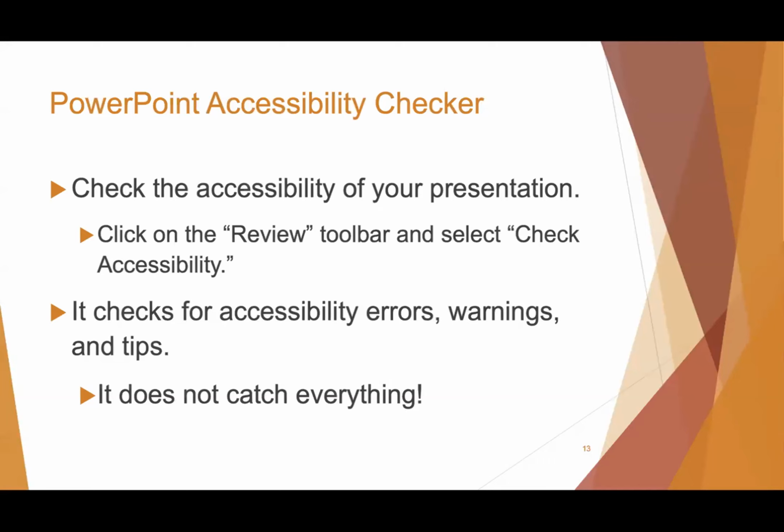So errors are things like missing alt text, images that are not in line. If your slides don't have titles, it'll check for that. Warnings are if there's insufficient color contrast, if any video or audio doesn't have captions, things like that. And then tips are just like you should add a slide title, and this should be unique, and it should be defined as the heading of the title. It's very helpful, but yeah.